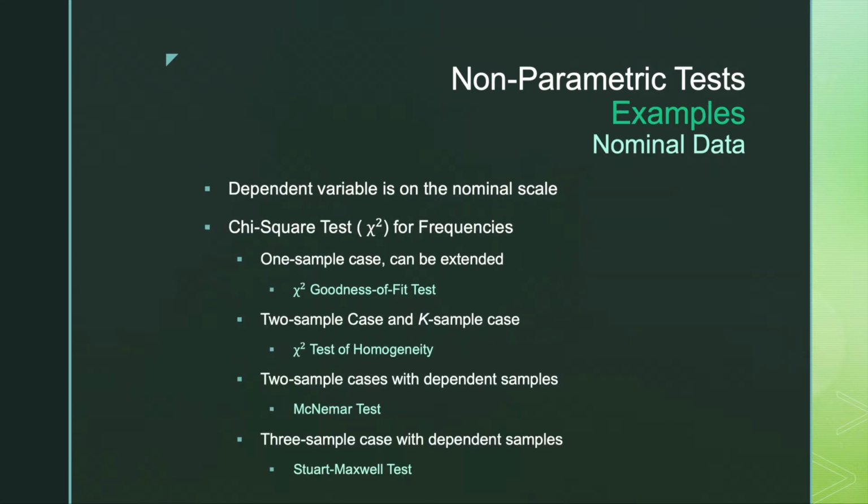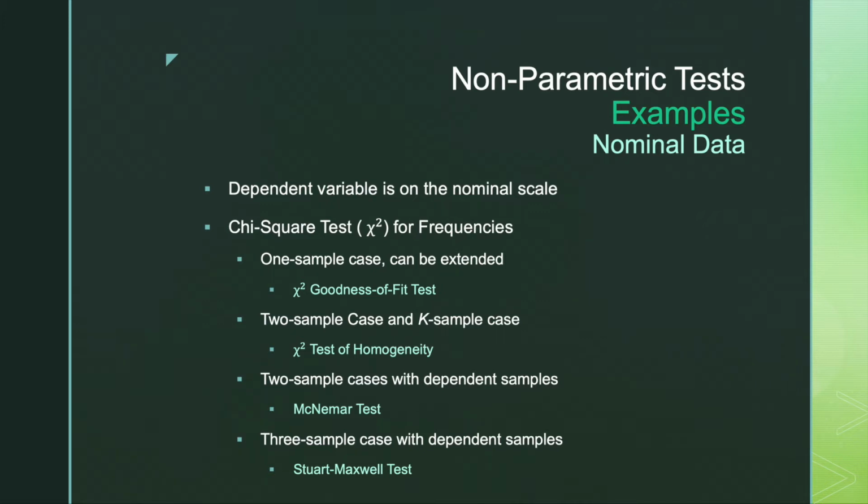Let's just review a couple different examples of non-parametric tests. I'm going to start off with these ones here. All have a dependent variable that is on the nominal scale. Okay, so remember, nominal scale means name, not like numbers, which is how all of our other dependent variables have been. They've always been at either the interval or ratio level. And here we're at the nominal level. And all of these ones are based off of the chi-squared test for frequencies. And you can see there's 4 different ones I have listed here.